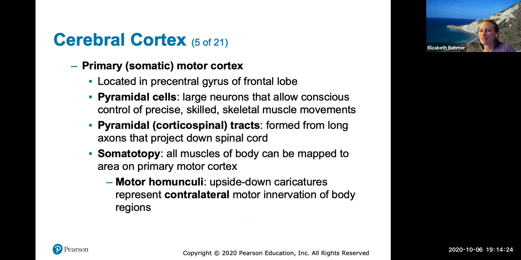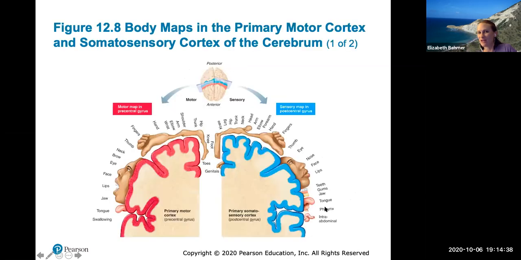Somatotopy is where all muscles of the body can be mapped to an area on the primary motor cortex. And a motor homunculus is an upside-down caricature drawing that represents the contralateral motor innervation of body regions. I just want to talk through this a little bit because this is really interesting. This is a caricature drawing widely accepted by scientists and medical professionals, and it explains which part of the cortex, the outer layer of gray matter, controls what part of the body. And again, it's always contralateral.